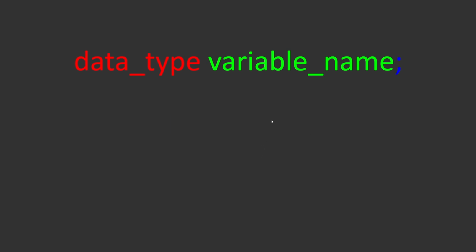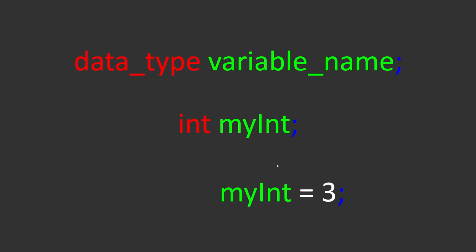One method declares a variable without initializing it with a value, and it takes the form of data type, variable name, and semicolon. For example, int, which is a data type, space, myInt, which is the variable name, and semicolon. Later in the code, we can write myInt equal 3 semicolon.